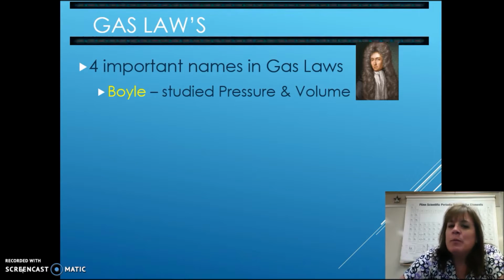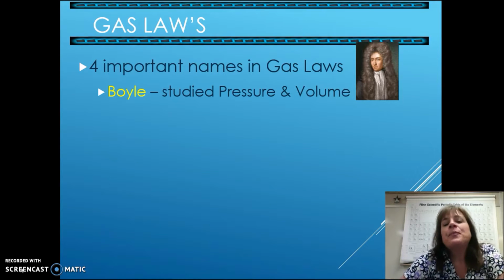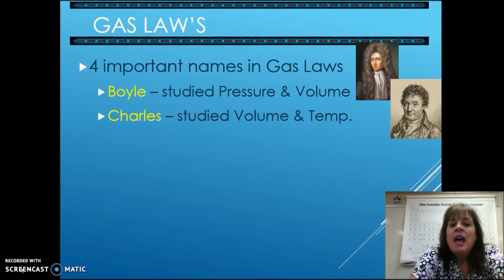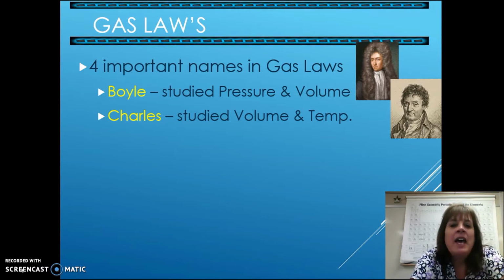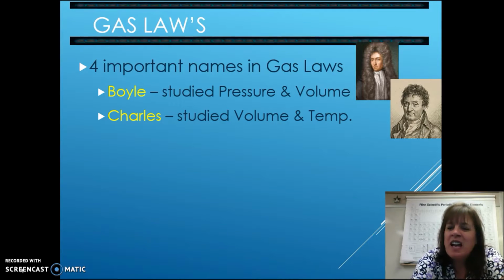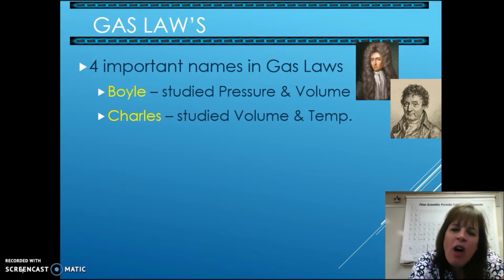The first guy is Robert Boyle. He was British. He studied the effect of pressure and volume. There was Jacques Charles. He was French, and he studied the effect of volume and temperature. Now, he actually never published his work, so he's kind of lucky. They call it Charles' Law.